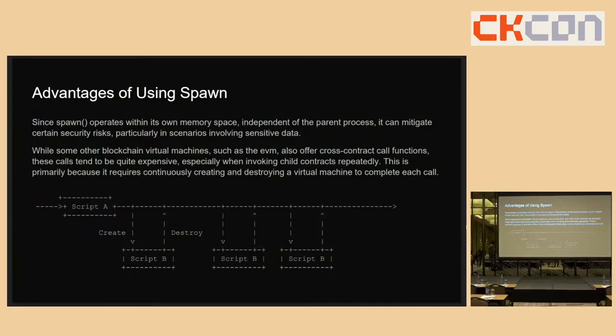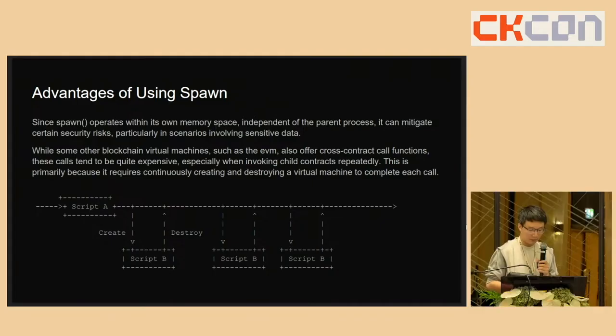Since Spawn operates within its own memory space, independent of the parent process, it can mitigate certain security risks, particularly in scenarios involving sensitive data. While some other blockchain virtual machines, such as the EVM, also offer cross-contract call functions, these calls tend to be quite expensive, especially when invoking child contracts repeatedly. This is primarily because it requires continuously creating and destroying a virtual machine to complete each call.